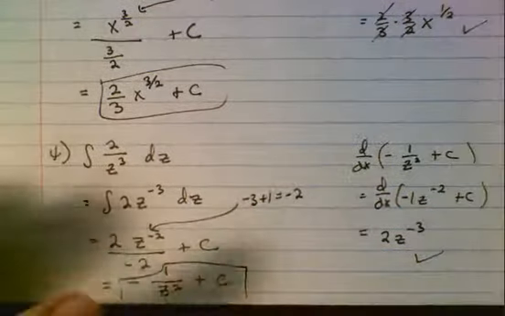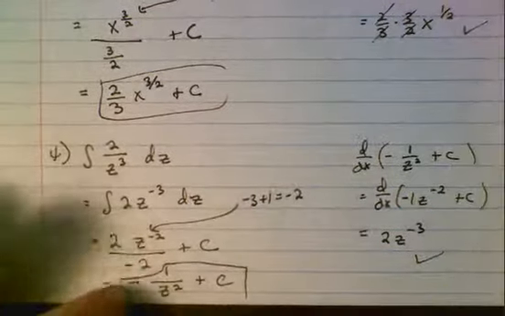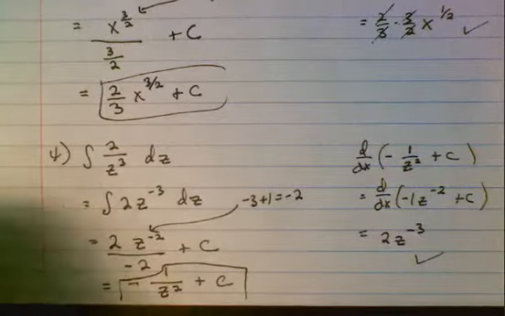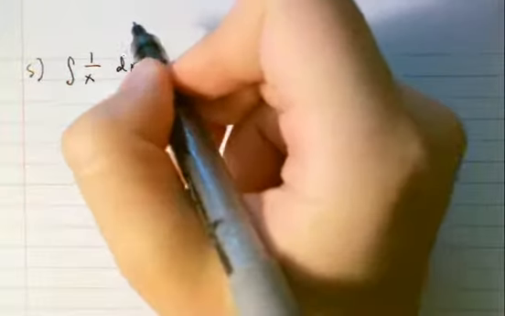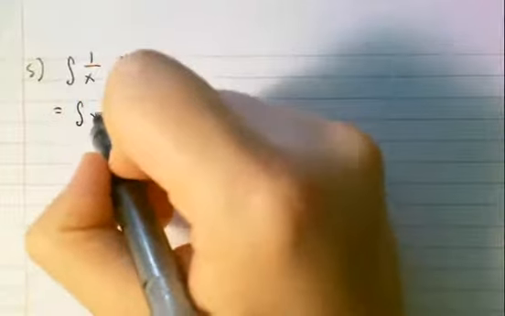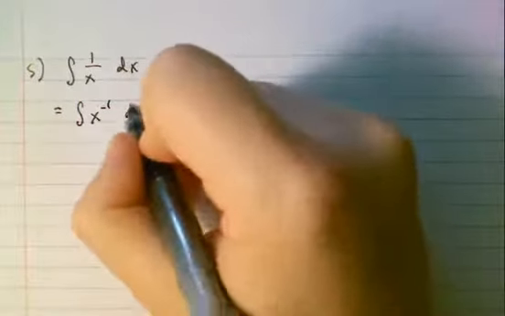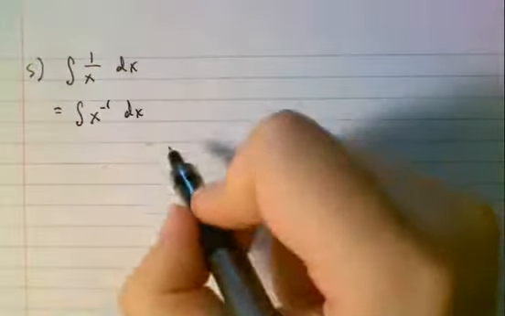I want to show you one exception to this power rule where we're working with negative exponents, and it's a very, very important exception. So let's take a problem like this. We're going to do the antiderivative of 1 over x dx. And so let's try to do what would make sense. We're going to rewrite this as x to the negative first power.